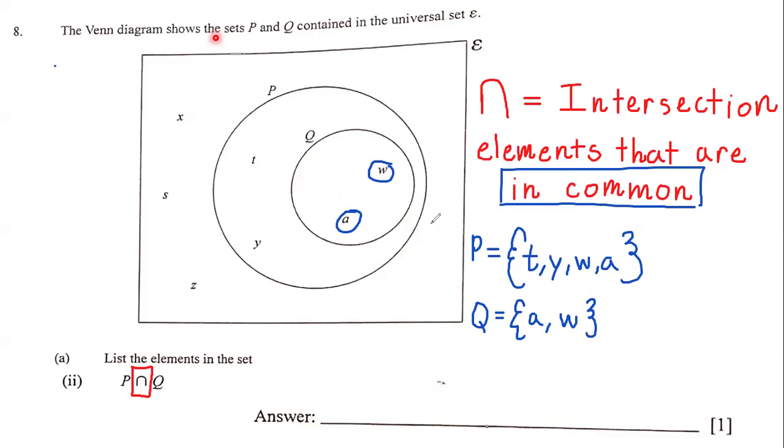And so let's go ahead and circle them. So we're gonna circle the A. Circle, circle, circle. And then we're gonna circle the W. We're circling them because they are common. The A's are common and the W's are common as well. So that means that the elements in P intersect Q are gonna be A and W.